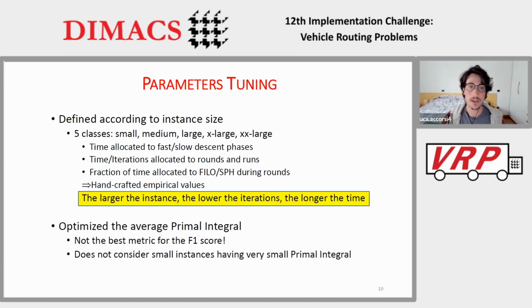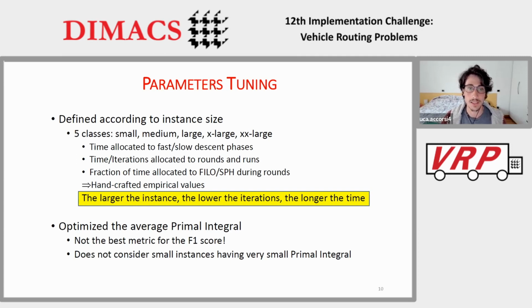Now, as for the parameter tuning, both FILO and SPH have their own parameters, but I'm not discussing them here. Also, for FILO, we kept them as they were proposed for the original approach. We just changed the simulated annealing temperature in the slow descent phase, because we found that setting it to be 10 times smaller than what was proposed in the original approach worked better. For the SPH, the parameters were largely inspired by what is described in the CFT paper.